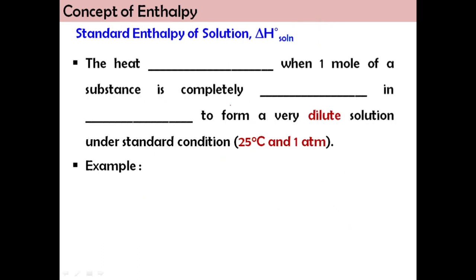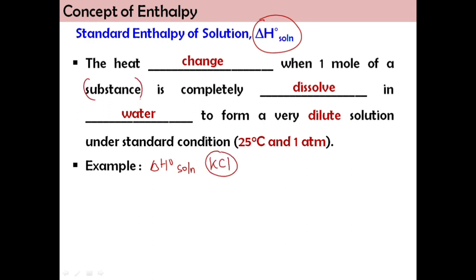Dan yang terakhir adalah standard enthalpy of solution, delta H solution. For this one, the heat change when 1 mole of substance is completely dissolved in water to form a very dilute solution under standard condition. And this is the symbol. Okay, let's say I want to write an equation for delta H solution untuk KCl. So this is my substance. Okay, 1 mole of this. Jadi saya ada KCl. Okay, and this one is solid. Okay, this is a salt. So it's a solid. So kita letak di dalam air.